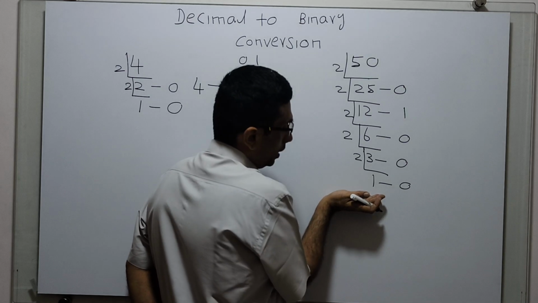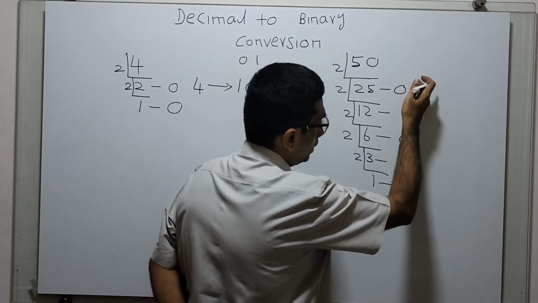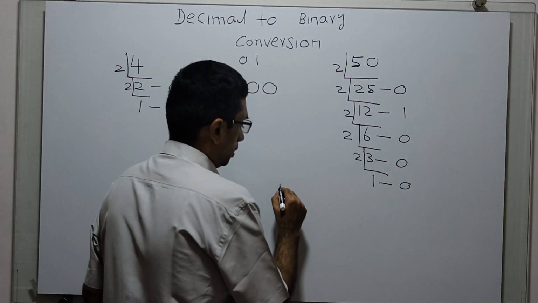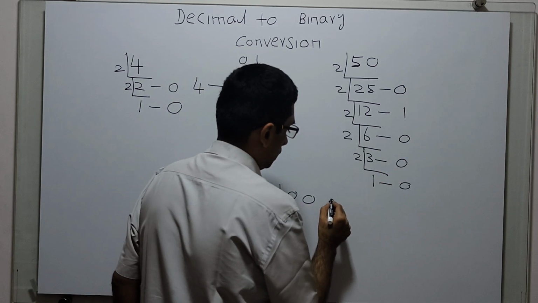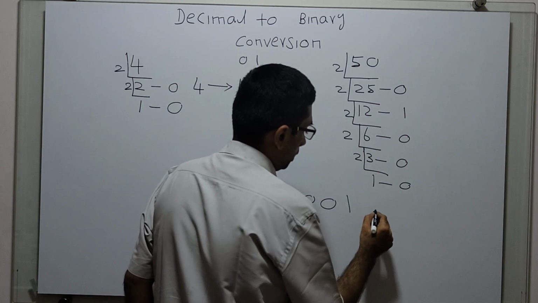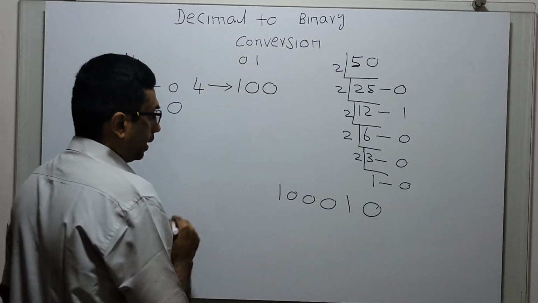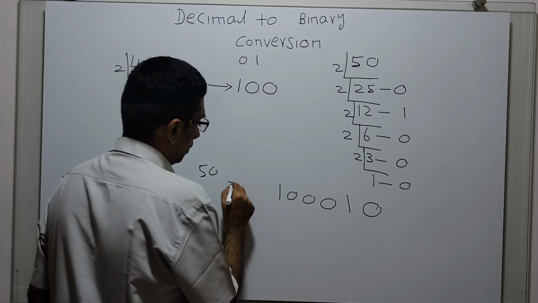The bottom is the most significant bit and towards the top is the least significant bit. So I will write 1, 1, 0, 0, 1, 0. So this is the binary equivalent of my decimal number 50.